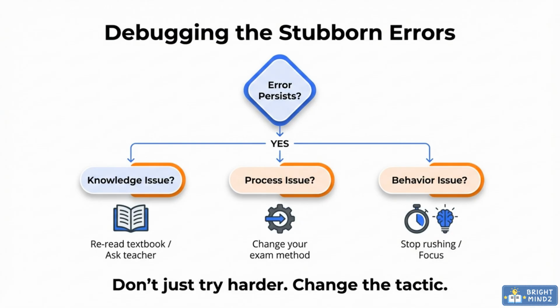When the same mistake keeps happening, don't blame your IQ. Treat it like debugging. First, ask, "Is this a knowledge issue?" If you genuinely don't understand the concept, fix the learning: textbook, teacher, extra practice. If the concept is clear, is it a process issue? Maybe your exam method is messy or slow. Redesign the steps. If both are fine, it's probably behavior: rushing, daydreaming, panic. Change habits, not effort.